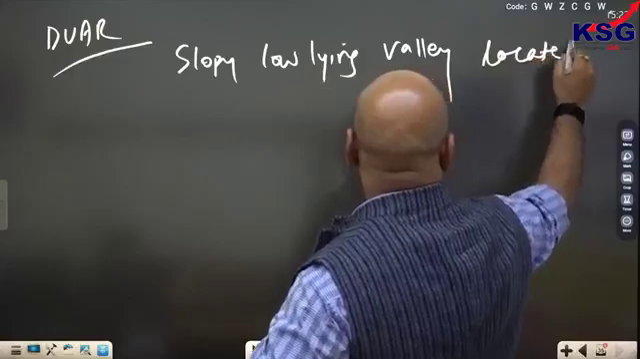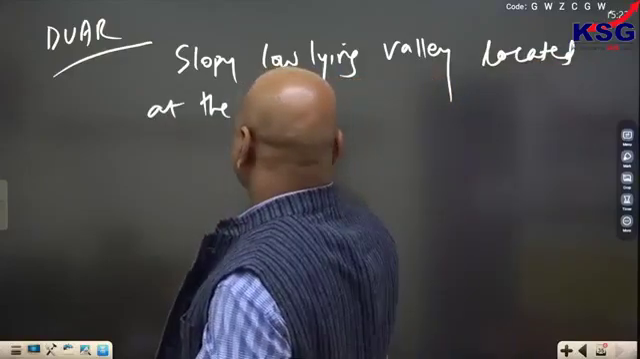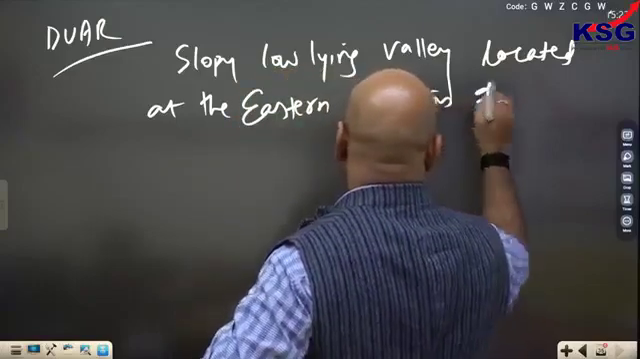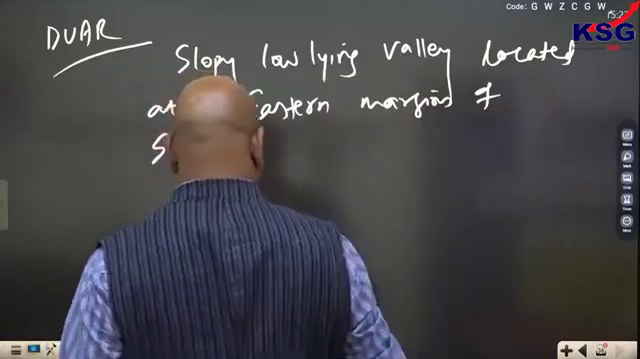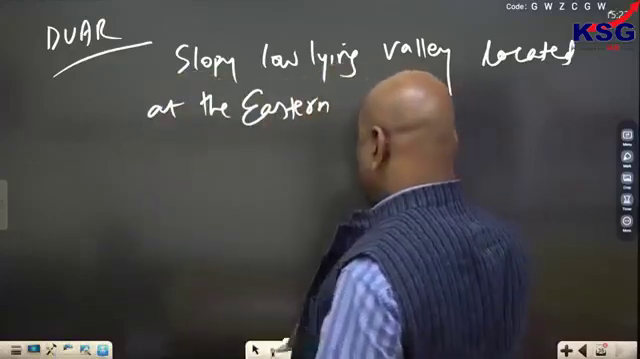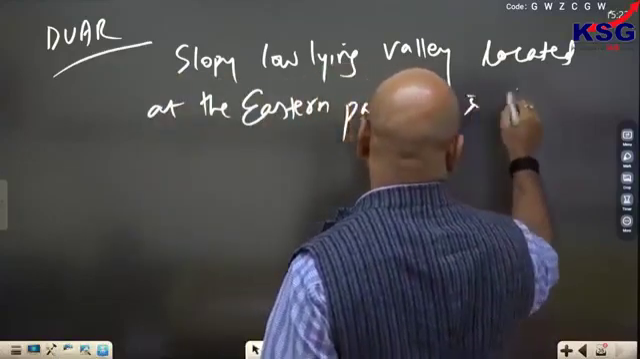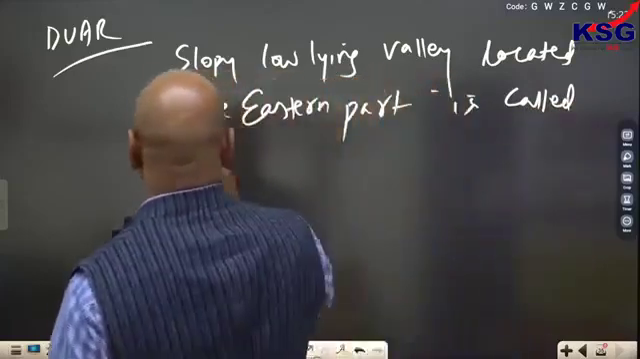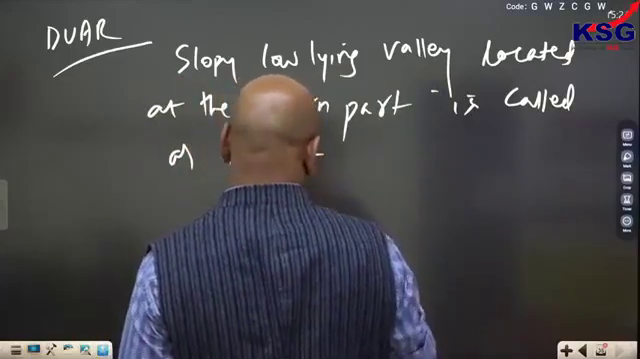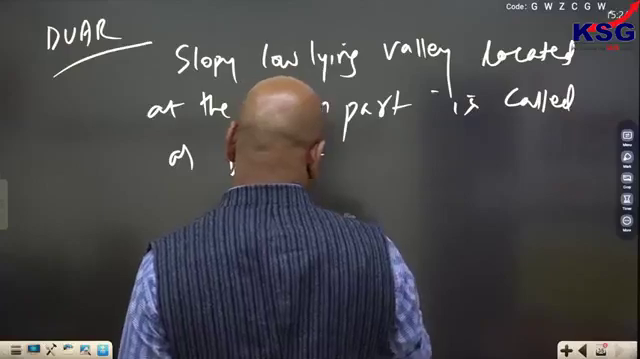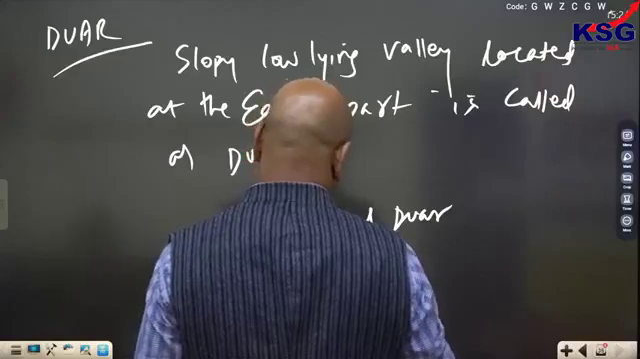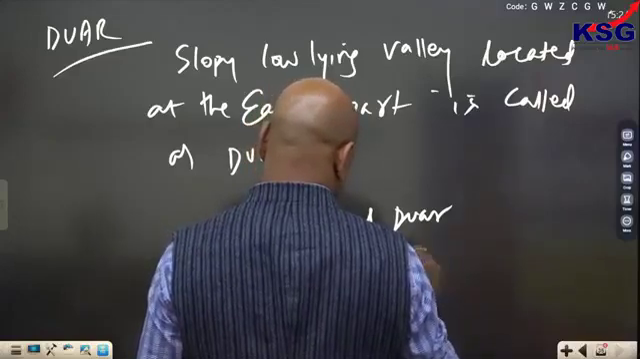Located at the eastern margins of Shivalik. At the eastern margin, the margins are called eastern part. Eastern part is called as Dwar. जैसे कि generally you have eastern, you have like Bengal Dwar. You have Haridwar. Kot Dwar.